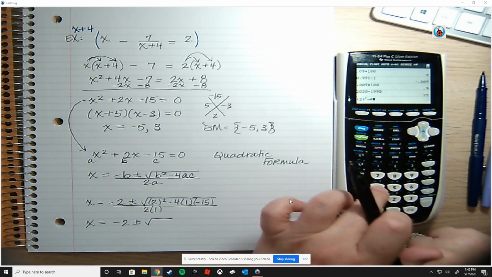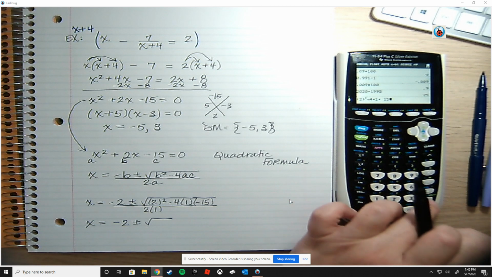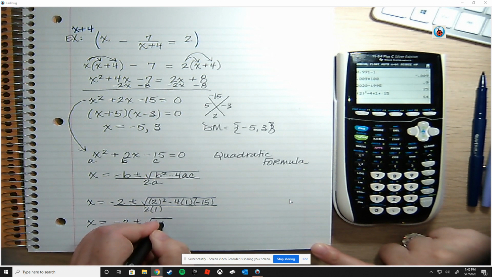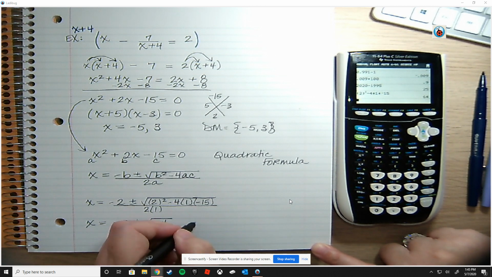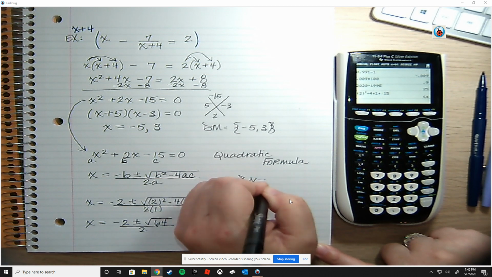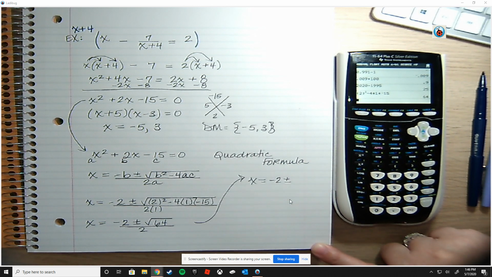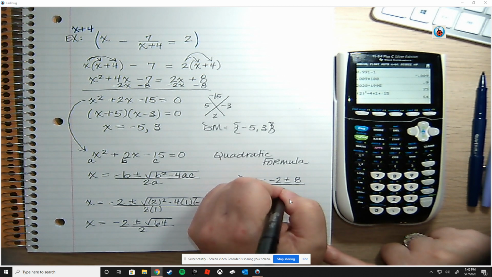So 2 squared minus 4 times 1 times negative 15 gives me 64 underneath the radical, all over 2. Going over here where I have some more room, x equals negative 2 plus or minus the square root of 64, which is 8, over 2.